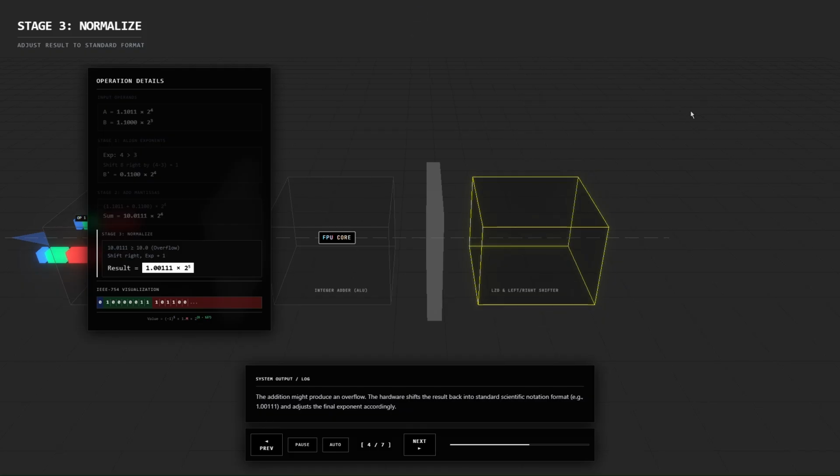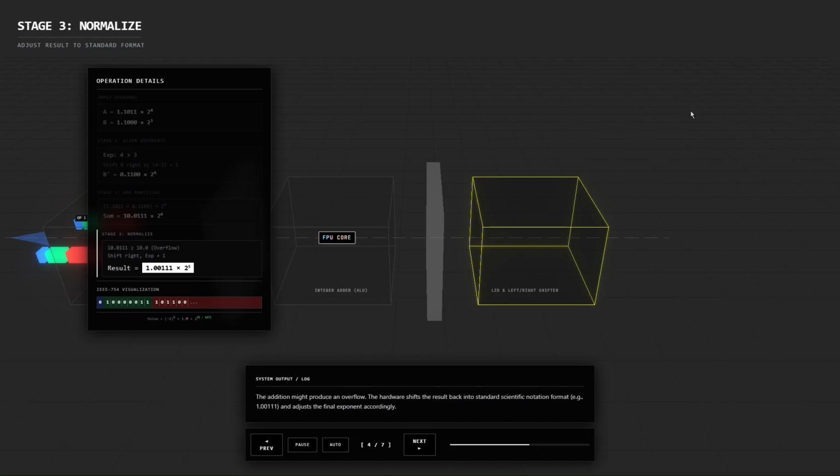Stage 3, normalization. This is where the hardware tidies everything up and produces a proper IEEE 754 result. So we had 10.0, overflow detected. The hardware shifts the mantissa one place to the right and bumps the exponent up by 1 to compensate. So this number becomes 1.00111 times 2 to the power of 5.